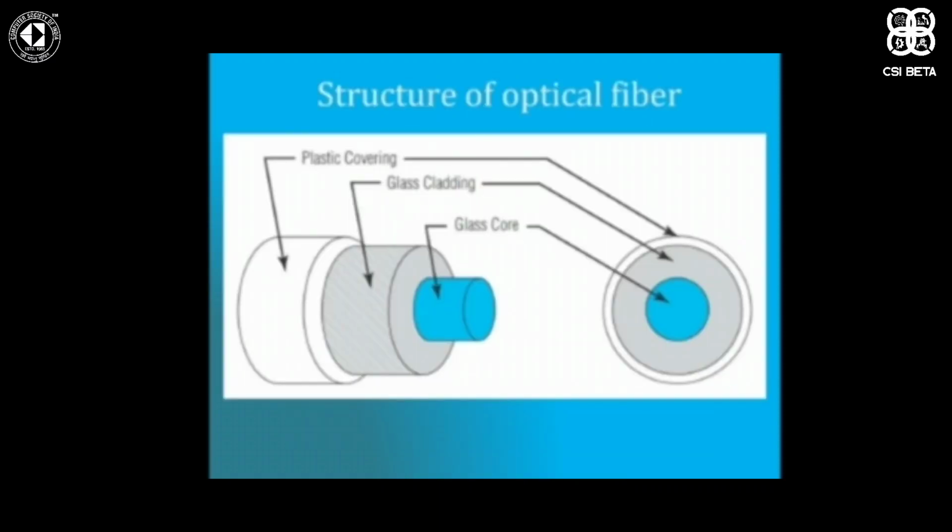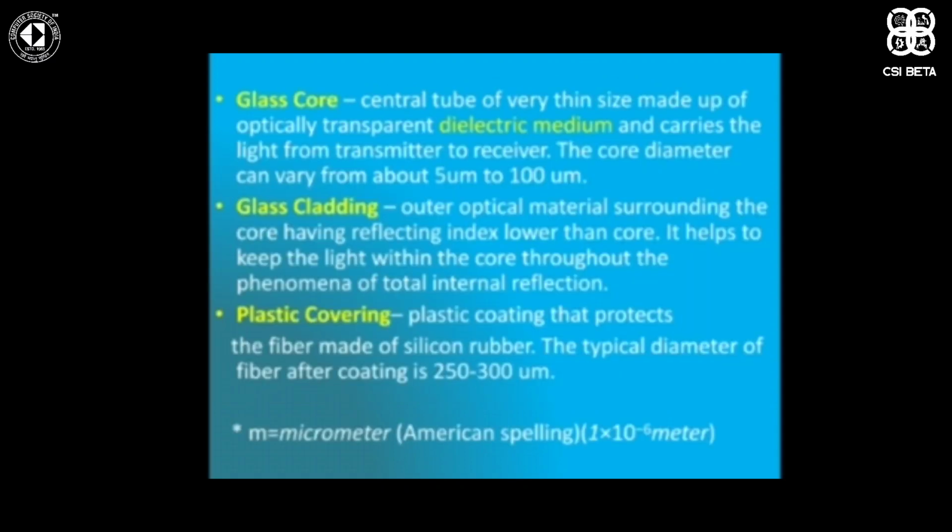The structure of optical fiber. The structure includes a glass core, glass cladding, and plastic covering. The glass core is a central tube of very thin size made up of optically transparent dielectric medium and carries the light from transmitter to receiver. The core diameter can vary from about 5 micrometer to 100 micrometer.